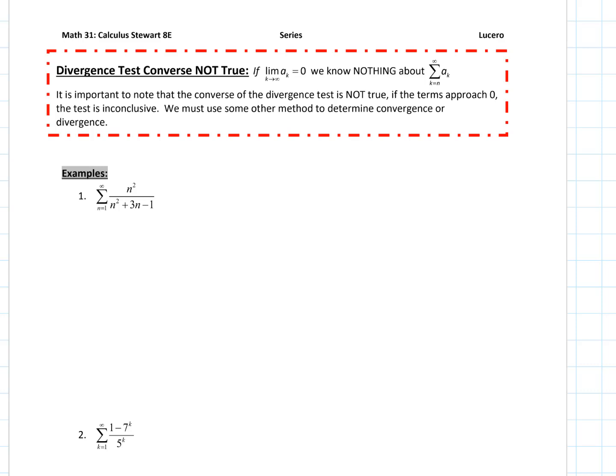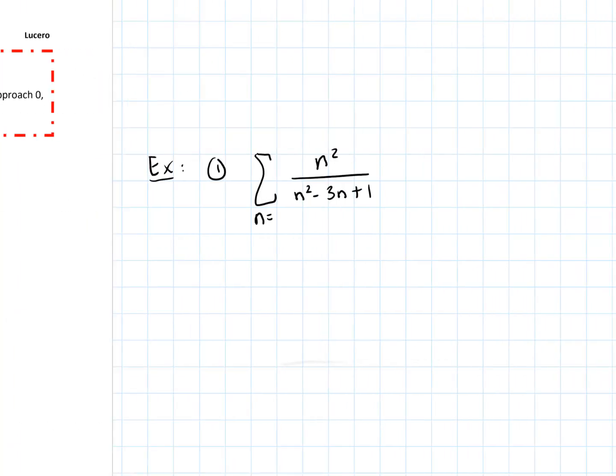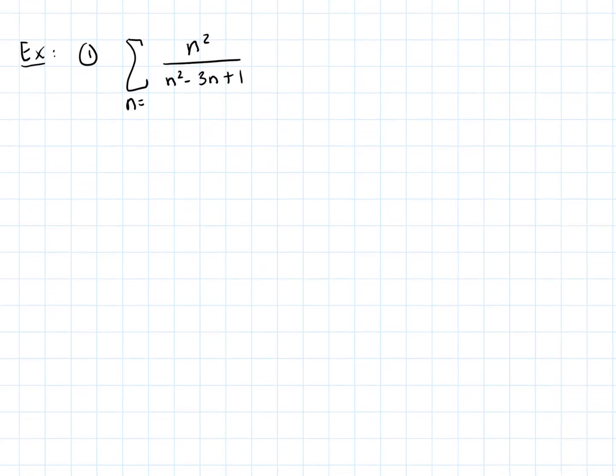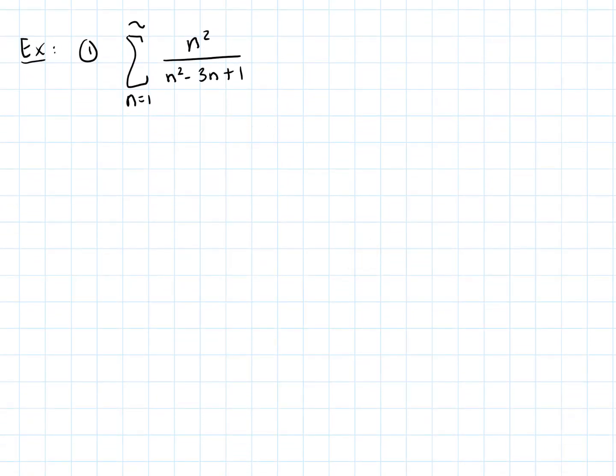So let's take a look at this. I'm going to take it over here, so I have a little bit more space. Let's look at an example. Let's suppose we had the series of n squared over n squared minus 3n plus 1 from n equals 1 to infinity.